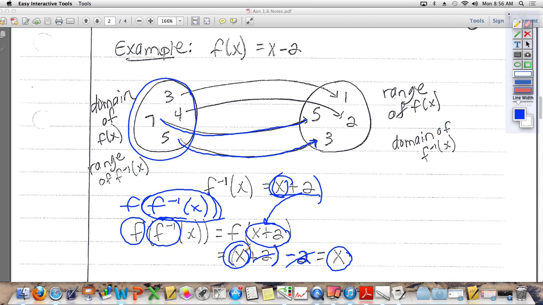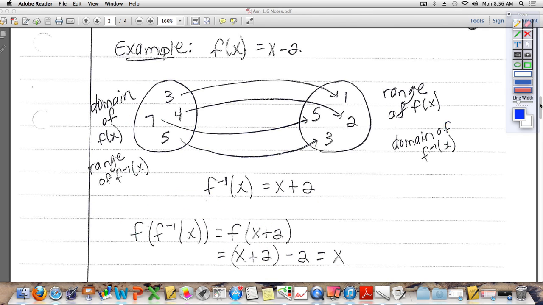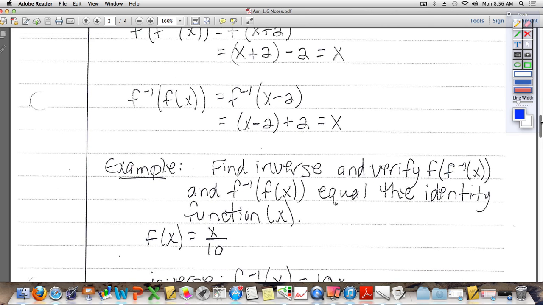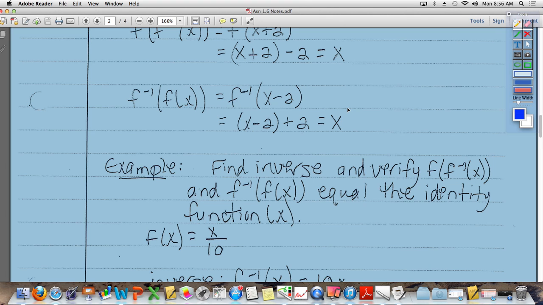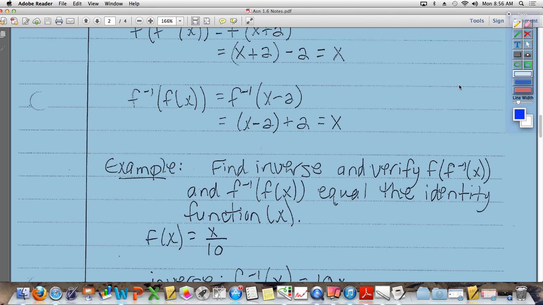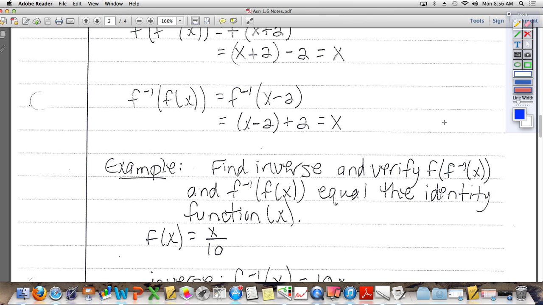And like I said, I'm not going to ask you guys to do this a ton, but I wanted to show you that you're going to end up with x. All right, and then remember it also works if you do it backwards. You take the inverse function, compose it with the original function, and again you're going to end up with x. I'm not going to walk you through that whole thing, but if you want to digest that a little bit, try it. Again, you're going to end up with x.